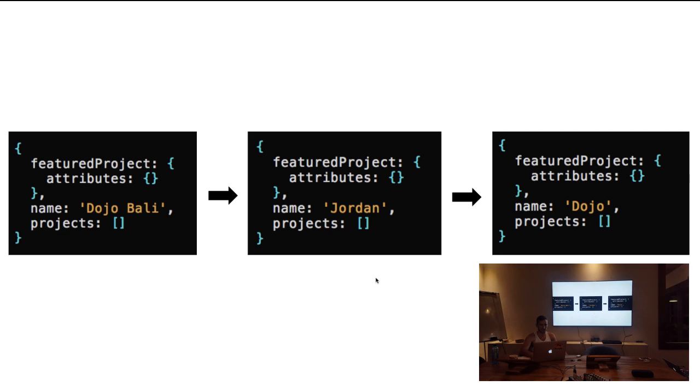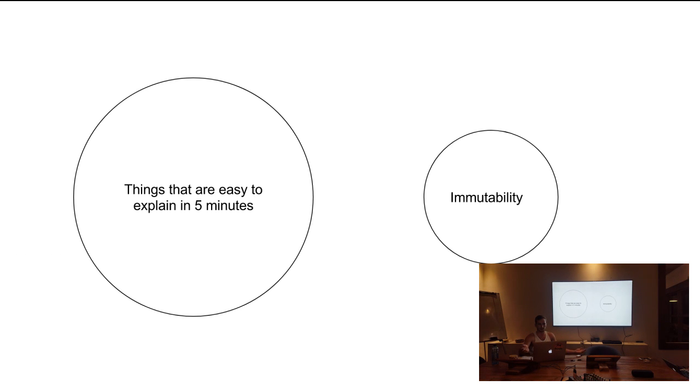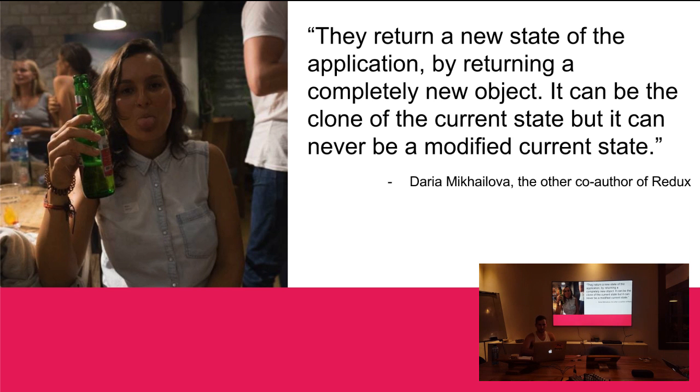But this is trying to explain, I don't know, the mutability is tough to explain. So I know in presentations you should give visuals. So I made something to explain all the things that are easy to explain in 5 minutes. Immutability is not one of them. So I brought in an expert who I think may be able to explain it a little bit better. They return a new state of the application by returning a completely new object. It can be the clone of the current state, but can never be a modified state. And that was from Daria's thesis, so it was really official. So thank you, Daria.